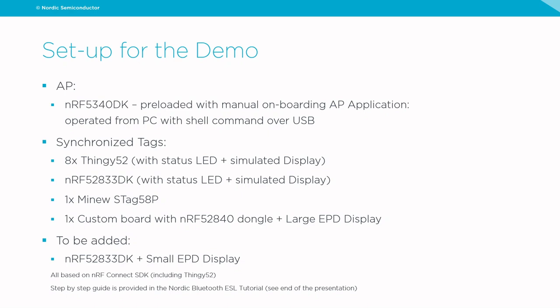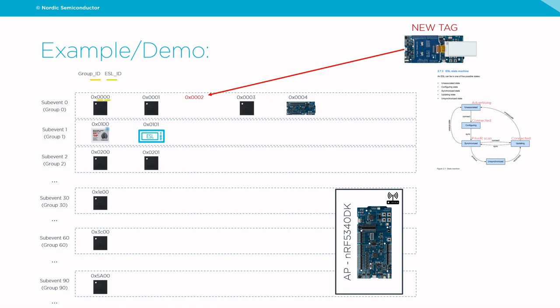Let's now have a closer look at the setup. As you can see, we have an access point which is on the bottom right corner. And then we have already several tags that have been associated and are synchronized. We have placed the tags in different groups, as you can see in this image. So we have several tags in the first group, group 0, 2 tags in group 1, 2 tags in group 2, and then we have 1 tag in group 30, 1 in group 60, and 1 in group 90. Here we have a new tag that we want to onboard and associate with this access point. So we will go through the state machine for this new tag.